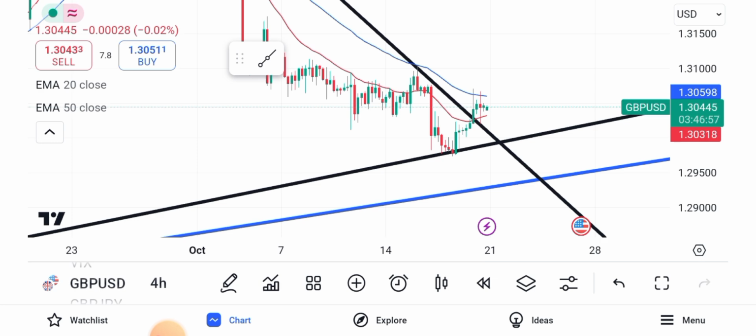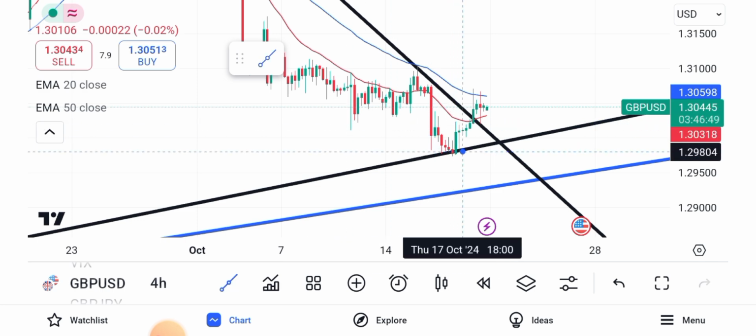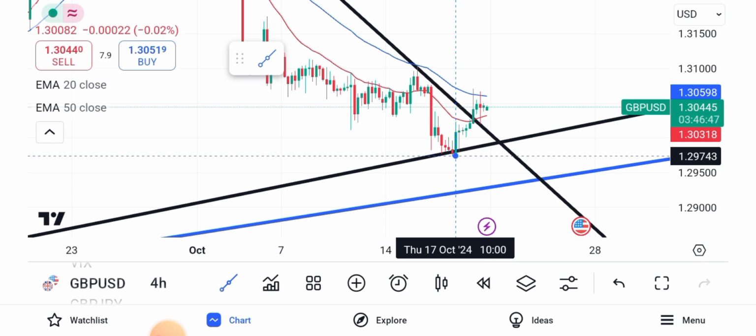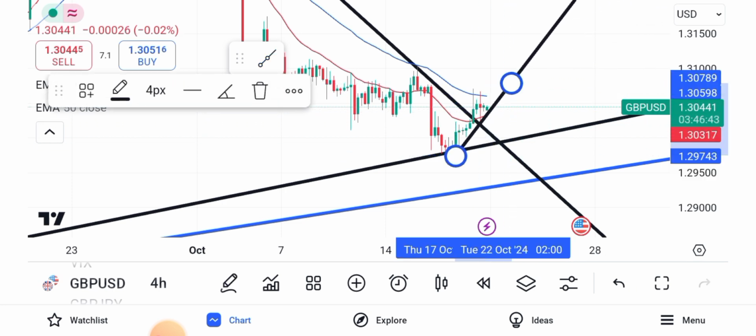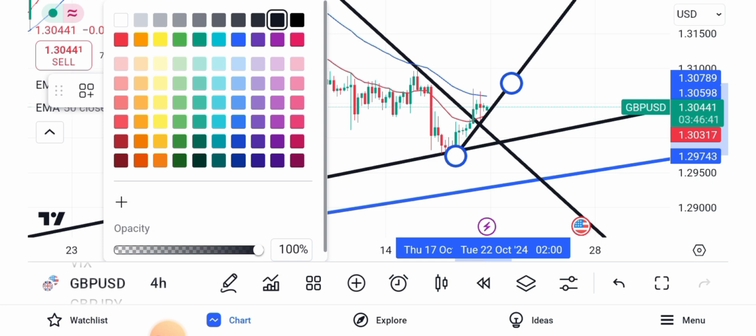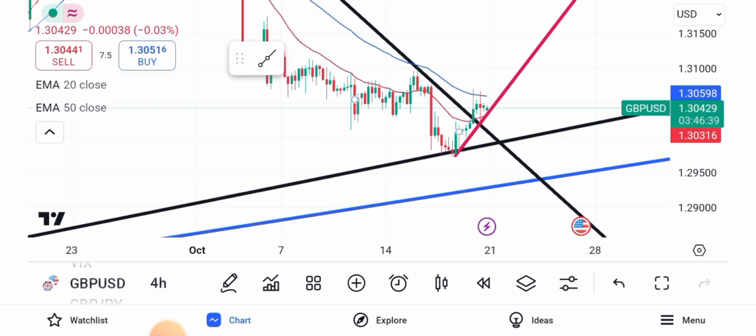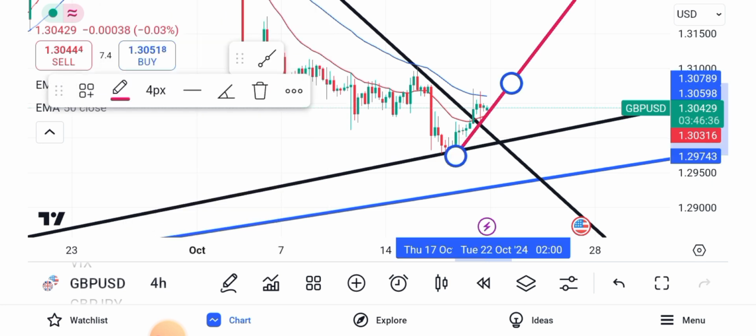Okay. Now, is there a trend line that we can draw right here? Probably yes. I could say yes because we can put a touch point here. First touch point, second touch point. But this one for me is too steep to say that it's actually a trend line. Okay. In my eyes, this is not a trend line because it's too steep.